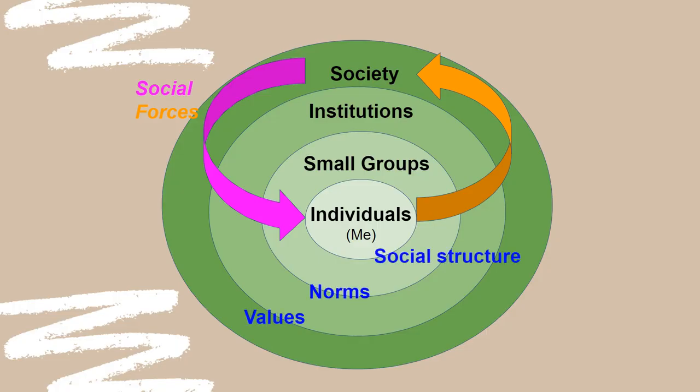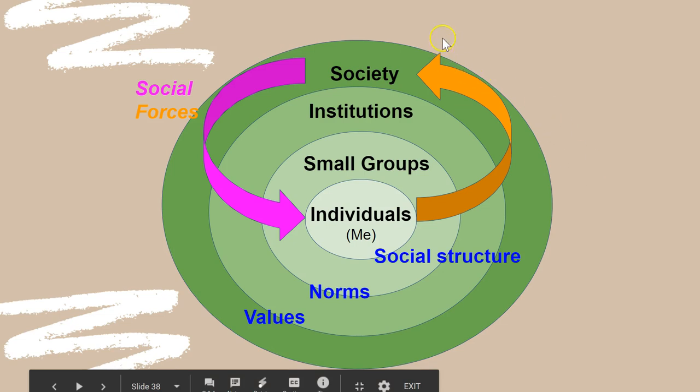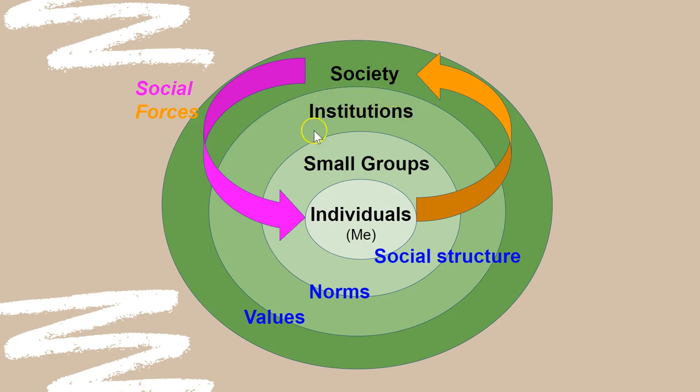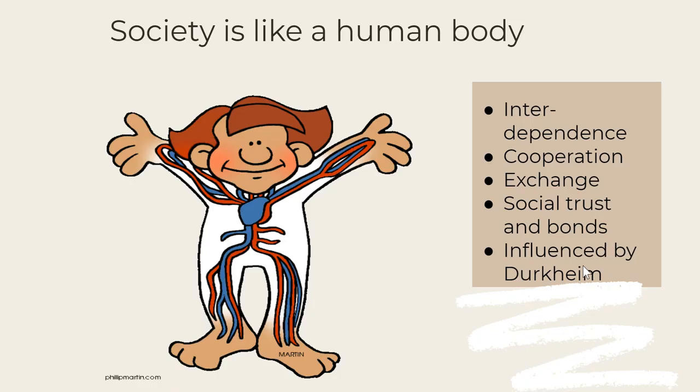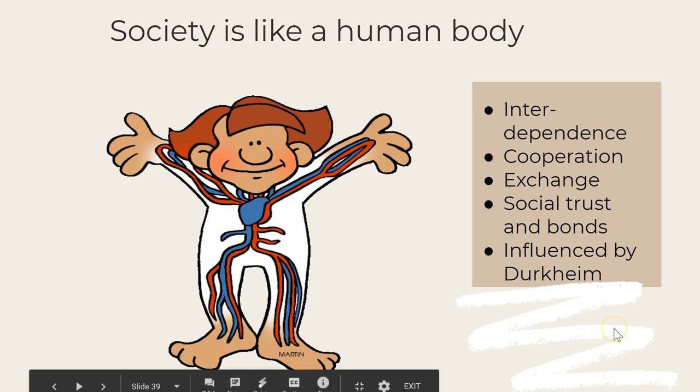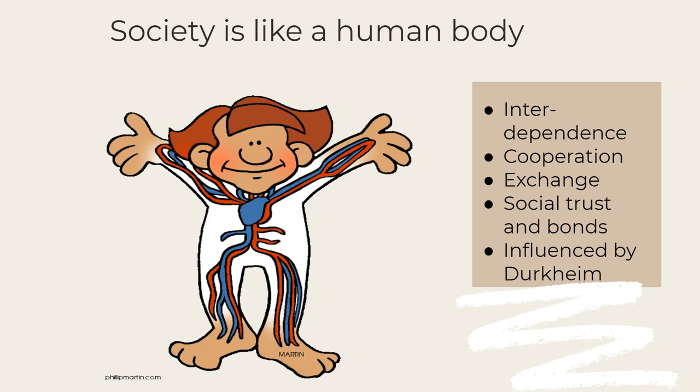So again, here is the picture of our society, right? A macro perspective would be looking at society from a big level, such as the institutional level. Functionalism emphasizes the interdependence of different parts in our society working together, cooperating with each other, exchanging services and goods. And in order to cooperate and exchange goods and services with each other, there needs to be trust, which serves as a social bond for us.